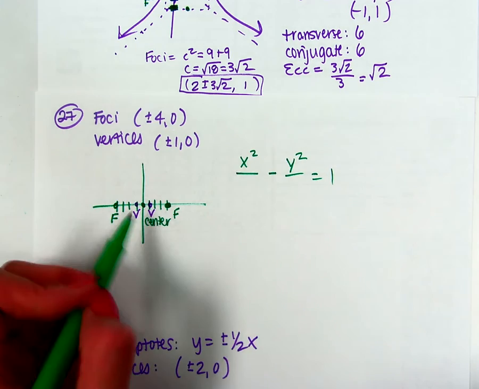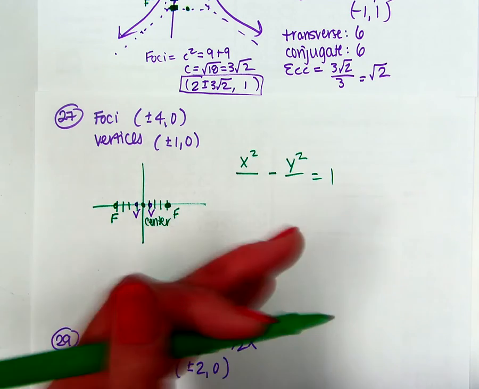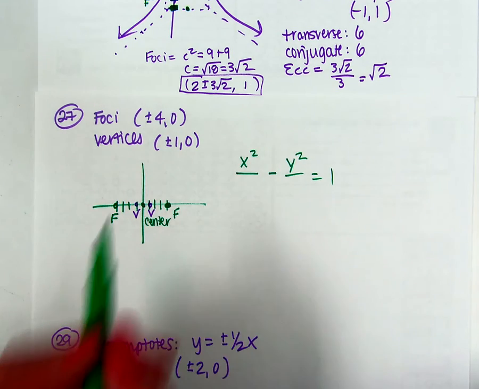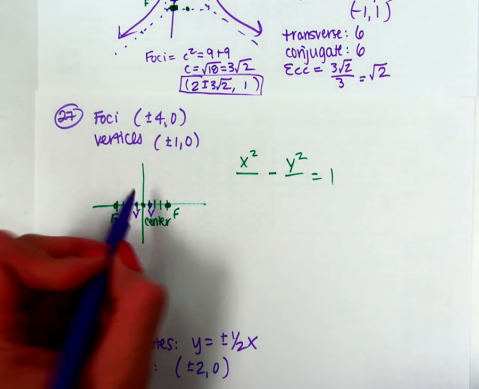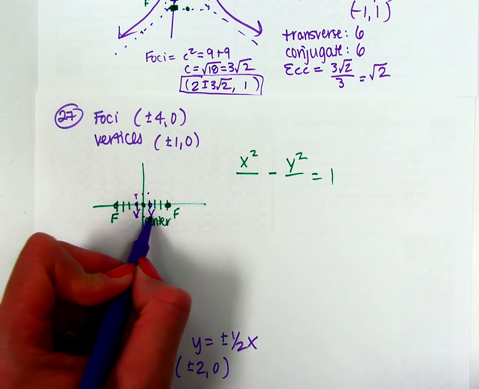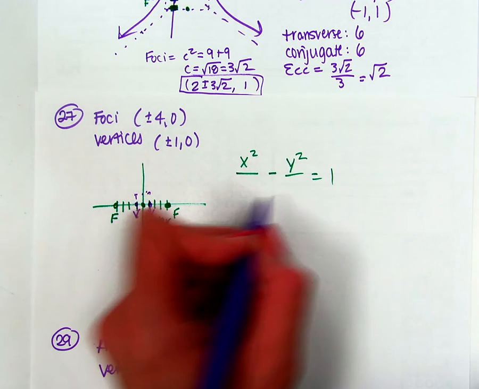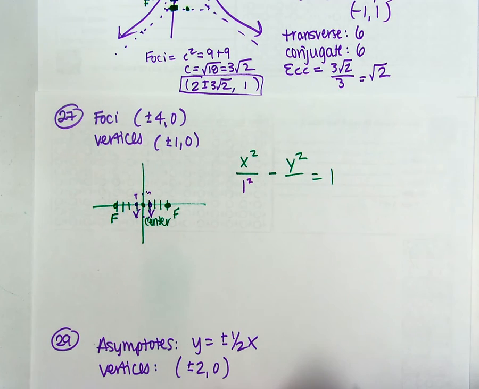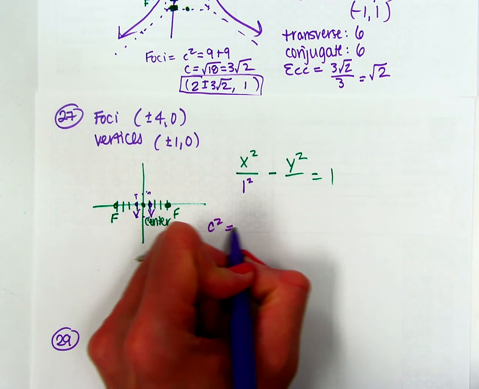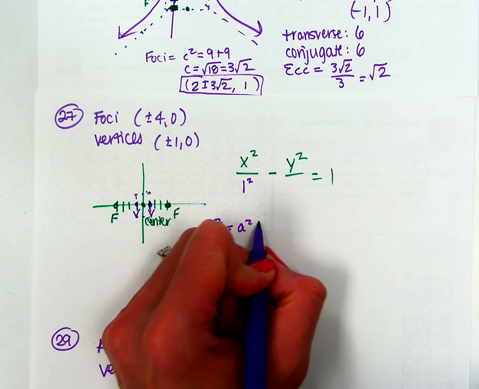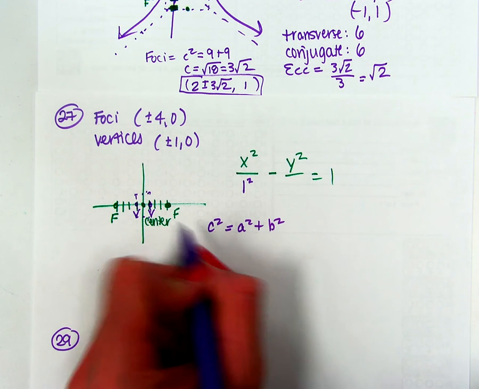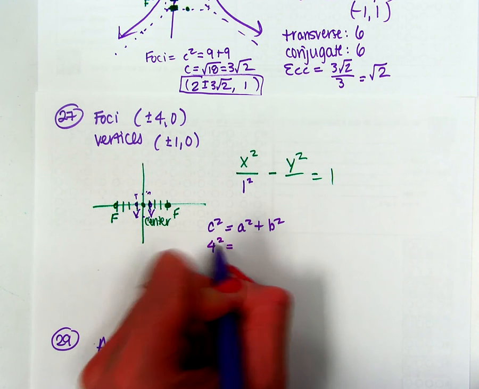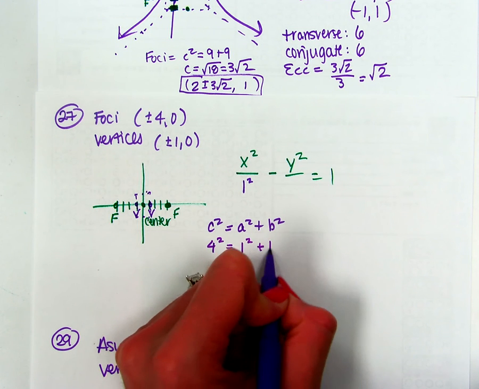So all I need to do is figure out how much left and right and up and down I go. Well, my vertices tell me that information. So the box is something like this. I don't know what my y is exactly, but I do know that in the x direction I go 1 unit in each direction. So that's my a value. All right, I do need to use the focal points. That gives me c, so I'm going to use the Pythagorean theorem equation. The focal points are 4 units away, the vertices are 1 unit away, and I just need to solve for b.